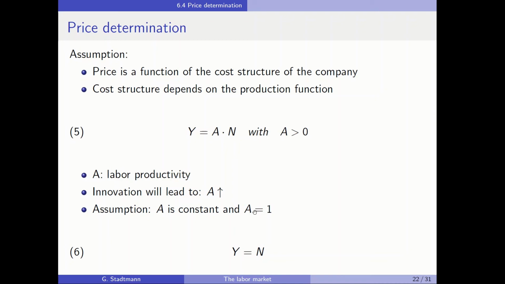A represents labor productivity, and an innovation could lead to a situation where A increases. Let's assume here that A increases from 1 to 2. Like due to some innovations, professors are becoming more productive, so that one professor can give 2 lectures simultaneously. For example, when we use video lectures, it's possible that one professor is able to give like 2 lectures simultaneously. Therefore, we can model an innovation by increasing the labor productivity A.